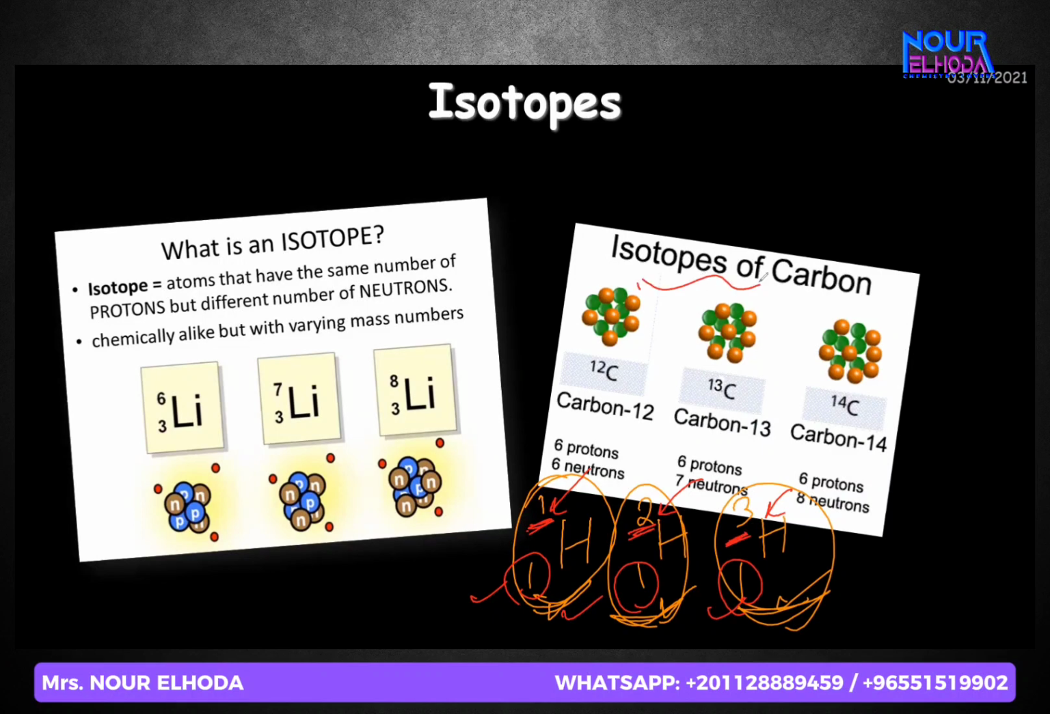So when I ask you what isotopes are, this question is worth 2 marks. You will say it is atoms of the same element having the same atomic number but different mass numbers. They have the same atomic number but different mass numbers. Any question? Easy? Yes, easy. Okay, that's great.